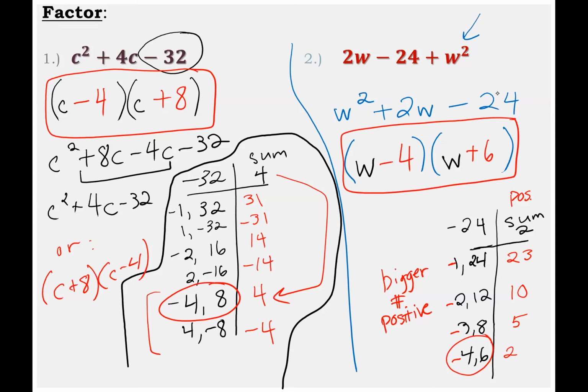And just like last time, you can switch the order of your answer. If you wanted to write the W plus 6 and then W minus 4, that would be fine. Notice that the signs need to not change, right? So the 6 definitely needs to be positive. The 4 needs to be negative. If you accidentally switch the signs, then you'd get -2 for your sum instead of positive 2. And just like last time, we can check by FOIL.